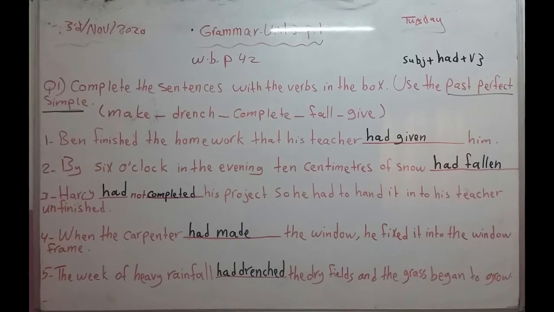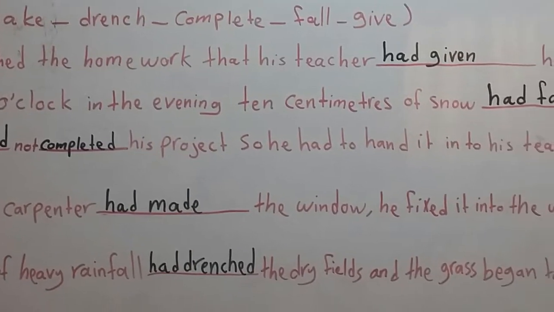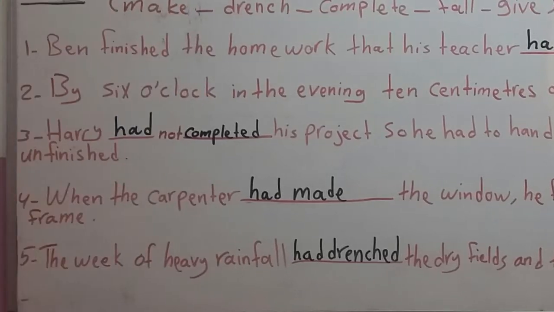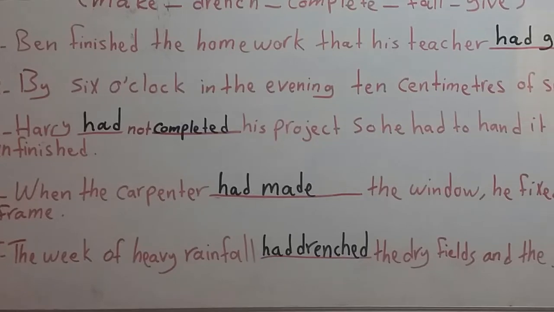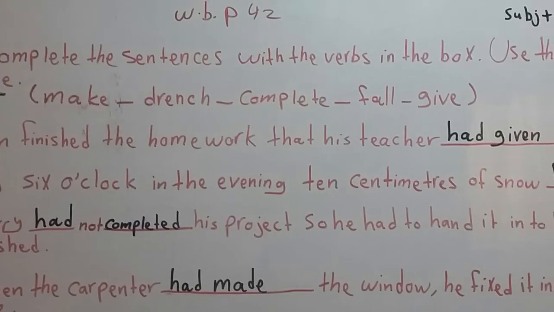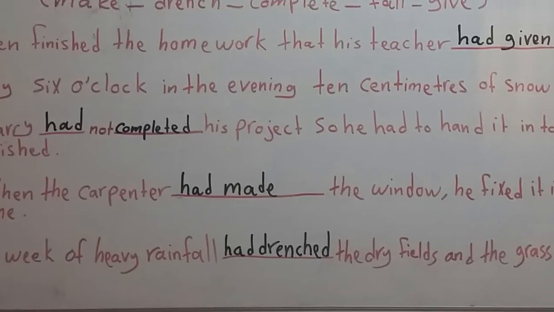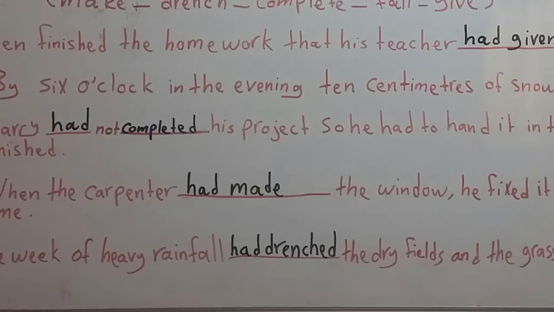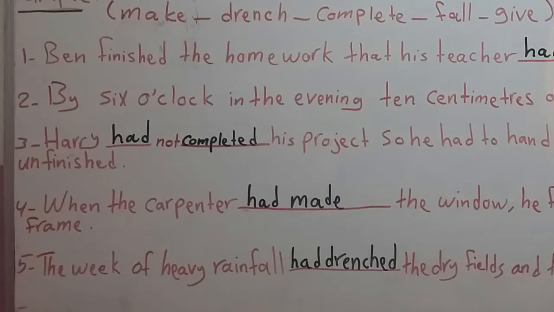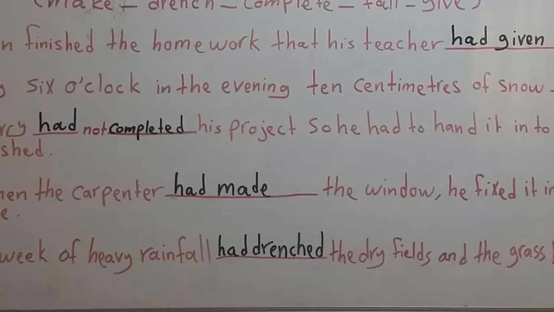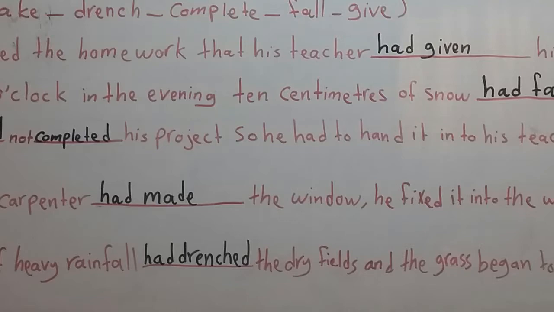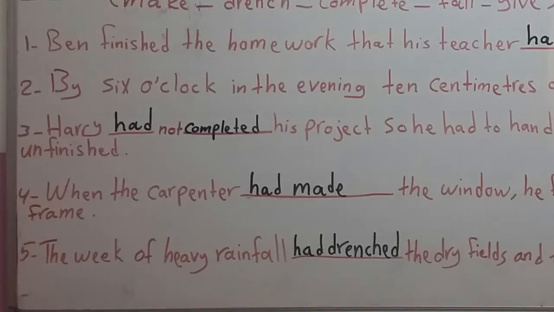Number 4. When the carpenter gap the window, he fixed it into the window frame. Carpenter زي الحداد. When the carpenter had, بحط had عندي, the appropriate verb here is make. The verb 3 of make is made the window. He fixed it into the window frame. شو بفهم من هالحكي؟ إنه he had made the window, أو عمل الويندو, بعدين he fixed it. شو يعني fixed it؟ يعني ثبتها into the window frame. Frame اللي هو إطار الشباك. يعني هو صنع الشباك بعدين حطه على إطار الشباك.